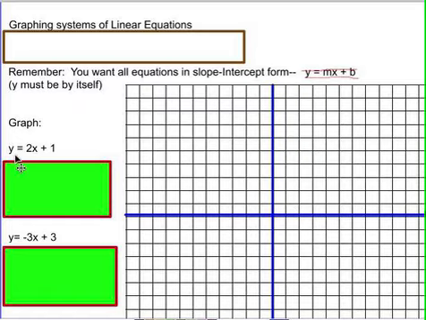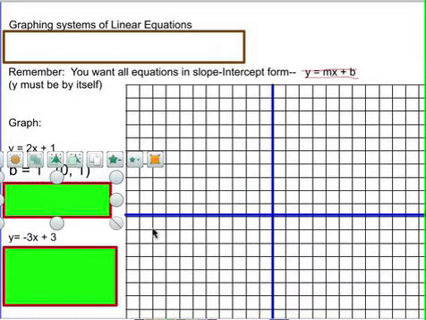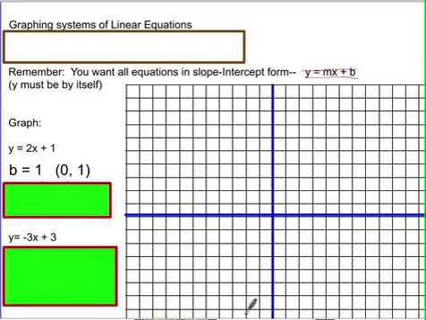Here we have y equals 2x plus 1. Since y is already by itself, we have our slope, which is 2, and our y-intercept, which is 1. So we always start with our y-intercept. Our y-intercept is 1. That means we're going to place a dot at 0, 1, which is right here. Make that a little bit bigger.